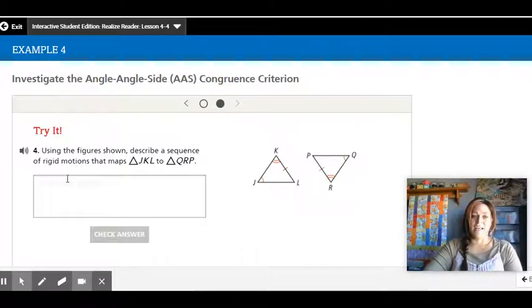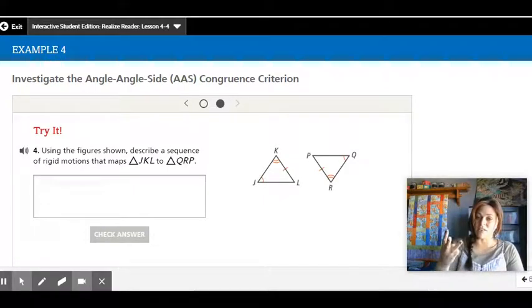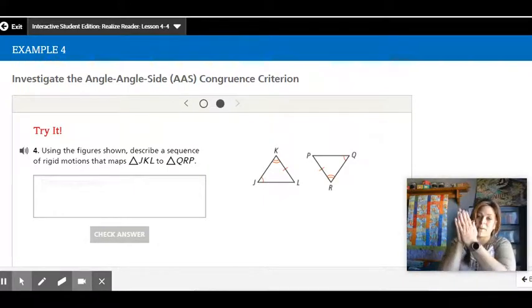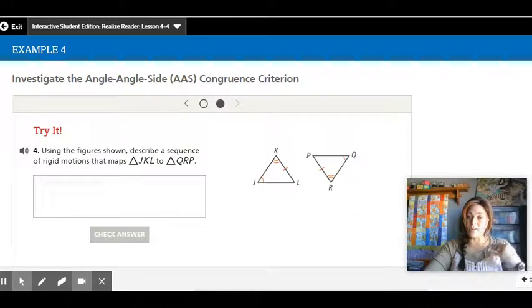Okay, using this, can you use rigid motions? Again, use that translation, rotation, and reflection to get one to map onto the other. And the order that you write it in could be different than mine, and it could be different than the answer key. So just be aware of that.